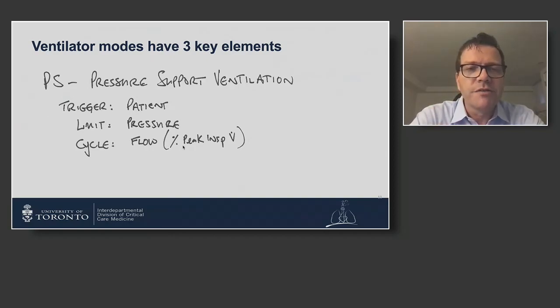It's limited by pressure in the same way as pressure control is. But here, because there's no set rate, we can't set a definite inspiratory time. And so we use a little trick and use inspiratory flow to tell when the breath is ending. It takes advantage of some normal physiology. When you take a breath in, you start off with a very high flow, and then as you get closer to the end of the breath, the inspiratory flow is decreasing. And so this is the principle that pressure support uses to cycle.